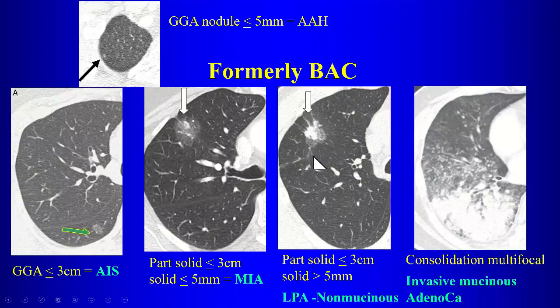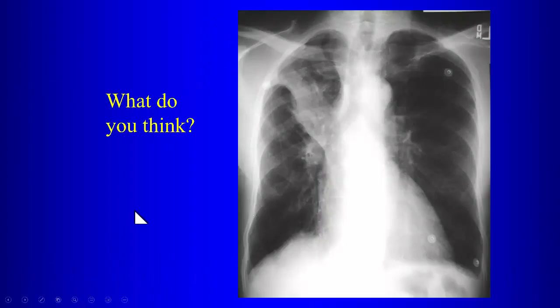And then if we have a larger solid component with ground glass opacity, then we're talking about lepidic predominant adenocarcinoma, non-mucinous. But when you have consolidation, especially multifocal consolidation, airspace opacities, air bronchograms, then we're talking about invasive mucinous adenocarcinoma. Okay? These used to be called BAC in the past. This is the terminology now that is used by pathology. All right?